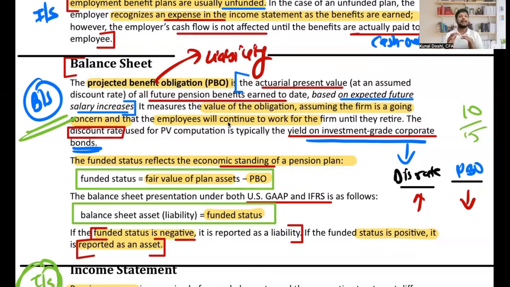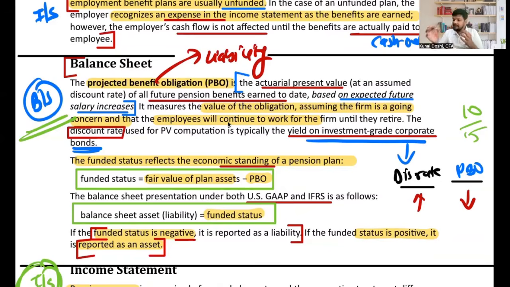If the fair value of your plan assets is higher than the PBO, we call it an overfunded plan, which is an asset, correct? But if it is lower than the PBO, then it's an underfunded plan, it's a liability.